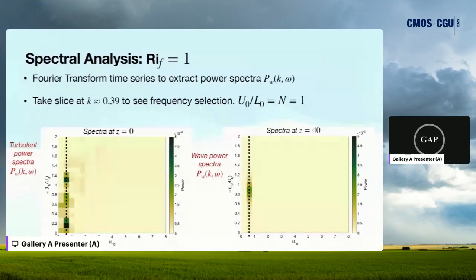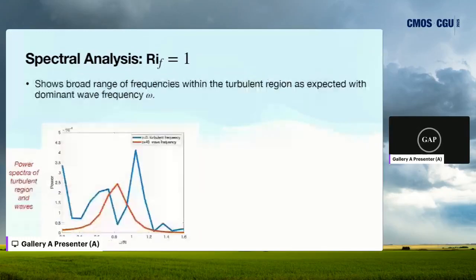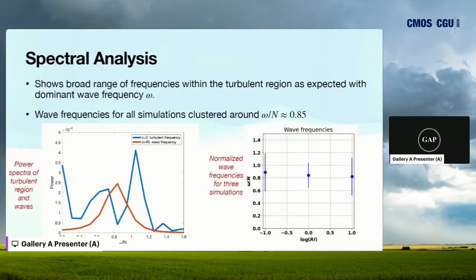If we extract a slice at a wave number of roughly 0.39, which corresponds to the most unstable mode, with U0 over L0 equal to N equal to 1 for this simulation, we get a plot like this. So we see a broad range of frequencies in the turbulent region. We don't see a clear dominant frequency. We contrast that with the waves, where there is clearly a peak frequency, and it's at that omega over N equals 0.8. This holds true for all of the simulations that I ran.